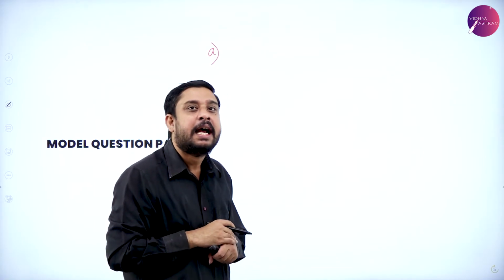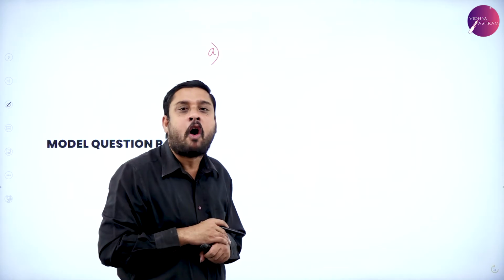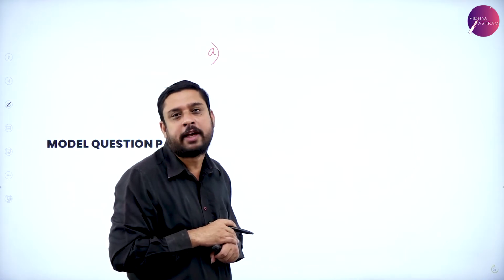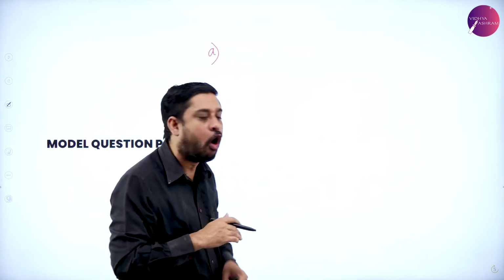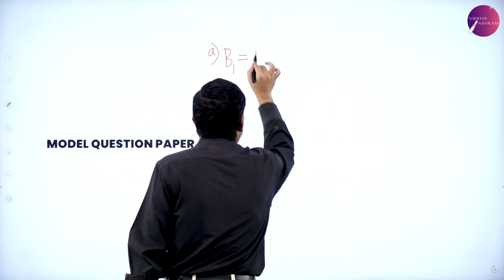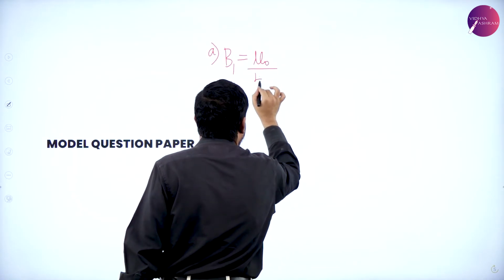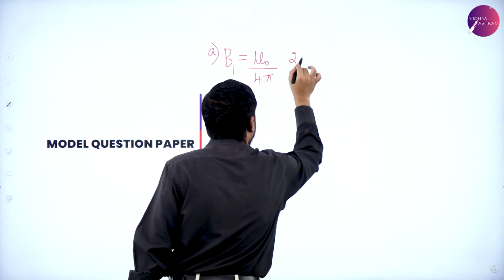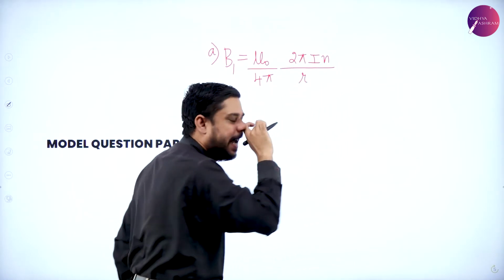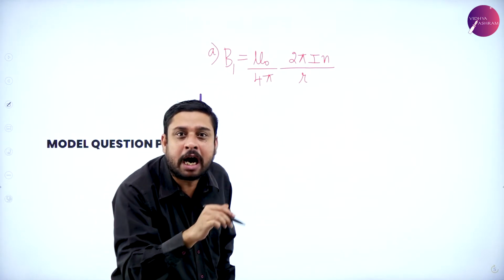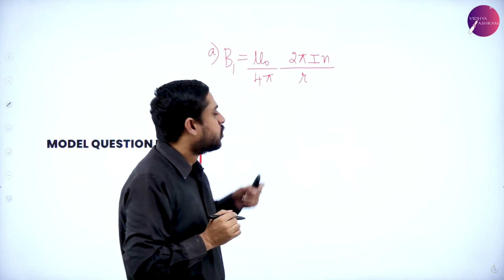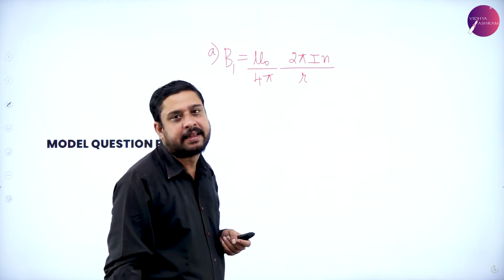Magnetic field at the center of one coil due to the current flowing through the same coil. I call that B1. So we know the magnetic field at the center is mu naught by 4 pi, 2 pi NI by R. This expression we have taken from the circular coil magnetic field derivation. So this is the magnetic field at the center.